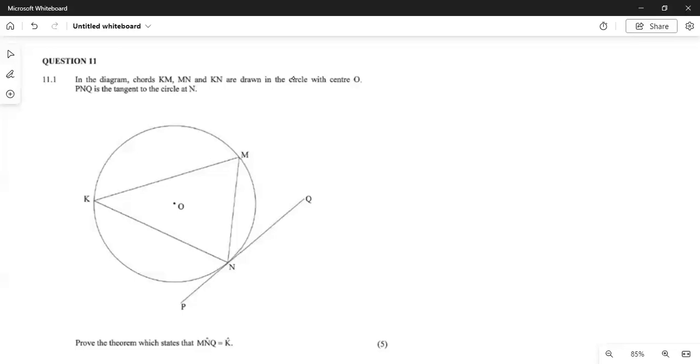For method 2, we're going to construct a line from O to N, and a line from O to M. We know that the angle MON is going to be twice the angle of K, and this is because an angle at the center is always going to be double the angle at the circumference.